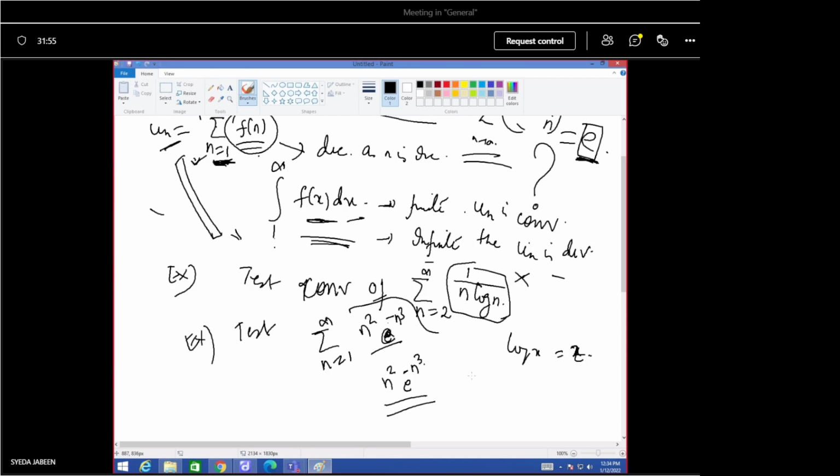Ma'am, the limit is 1 to infinity? Yes, the limit is 1 to infinity because it is starting from 1. Ma'am, it is n square into e to the power minus n cube. Yes. You take this as z.